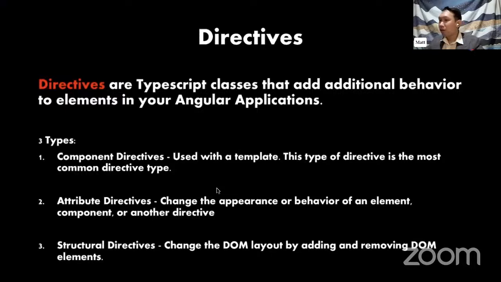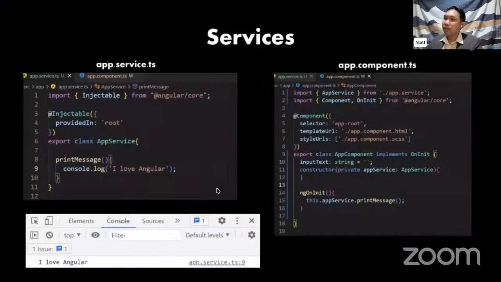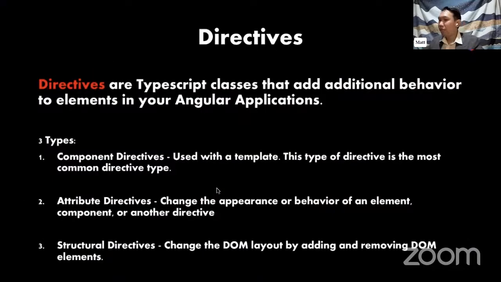And the first type of directive is the component directive, which we've seen earlier. This one, the app.component.ts, these are component directives. So almost all the business logic that you do are seen on the component directives. It has a template, which is the HTML and the CSS.